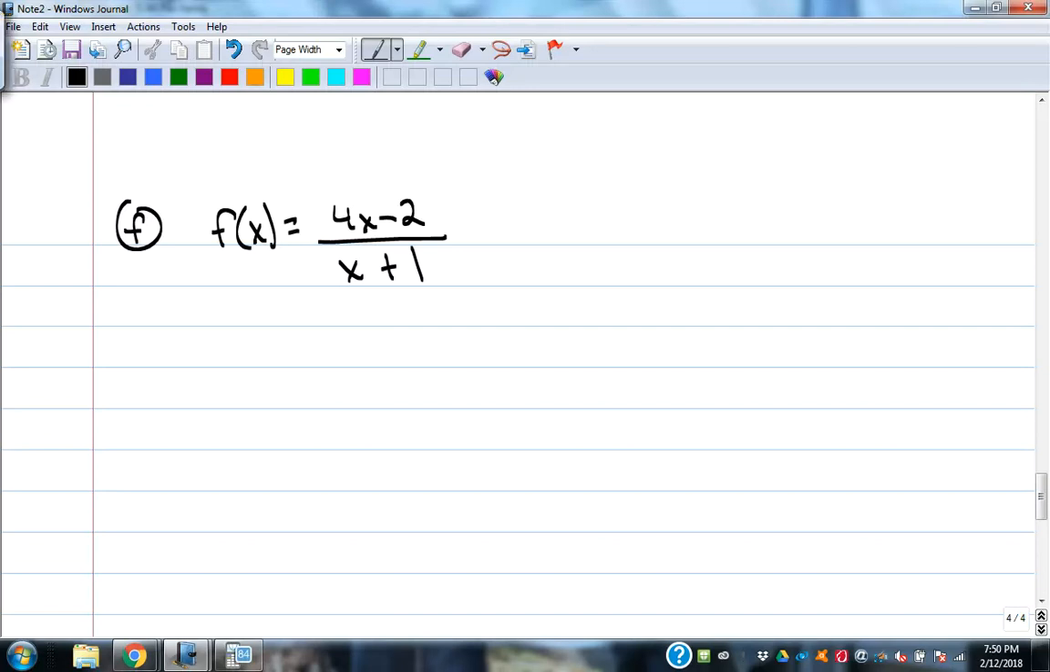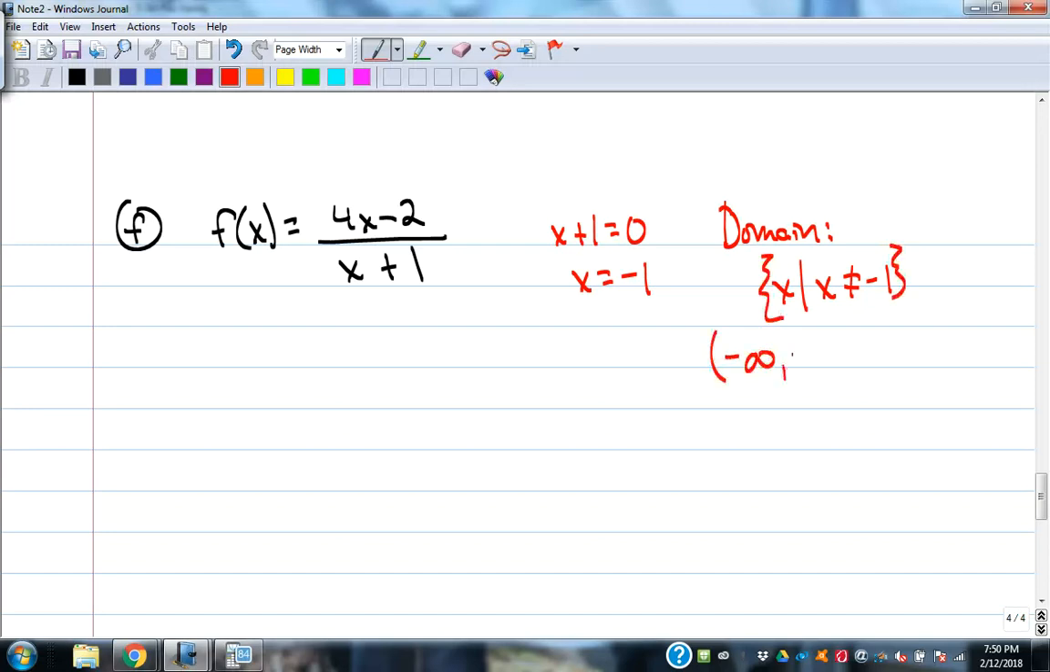So if we set that equal to 0, x cannot be negative 1. So our domain is x, such that x does not equal negative 1. Or from negative infinity to negative 1, union negative 1 to infinity. Bouncing back and forth between set notation and interval notation. Okay. Now, the bottom part didn't factor. The top part could factor a little bit. I could pull out a 2, but that leaves me 2x minus 1 over x plus 1. And that doesn't simplify any.